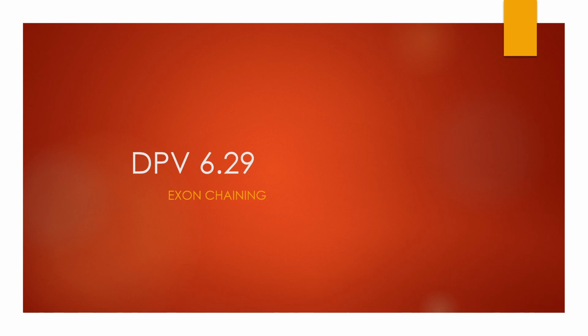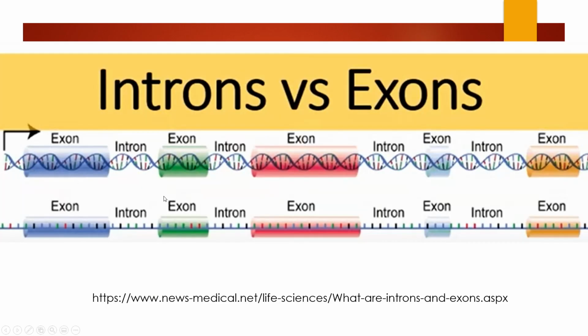Topic today is DPV 6.29 Exon Chaining, and this is an interesting problem that describes how DNA sequences are made up of two kinds of sequences. Things that we care about are called exons, and there's some what is called junk DNA, and that is called intron. And I've provided a link here for a nice intro on what exons and introns are. So you can go check that out.